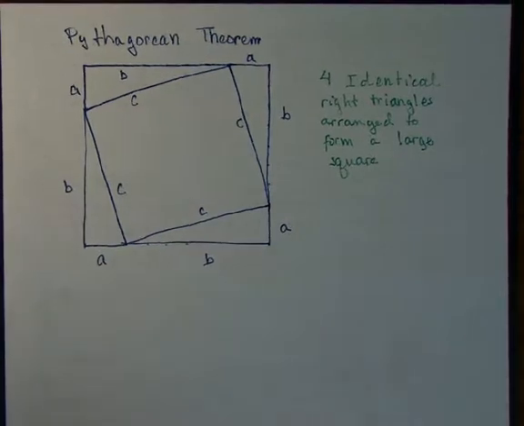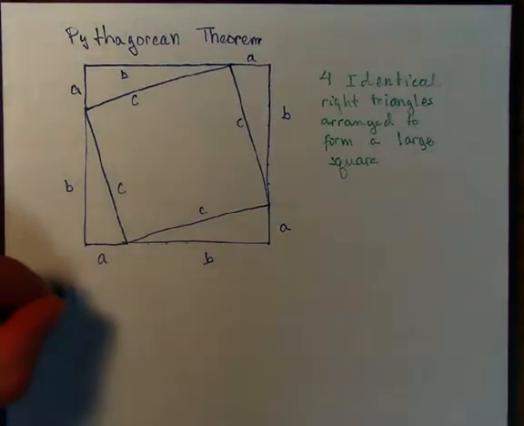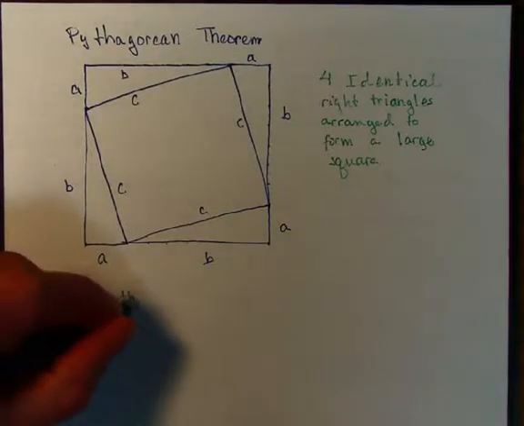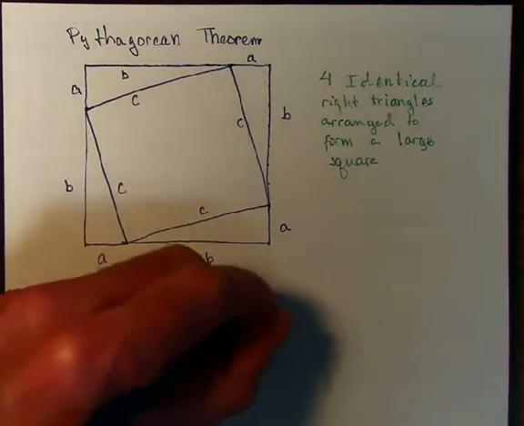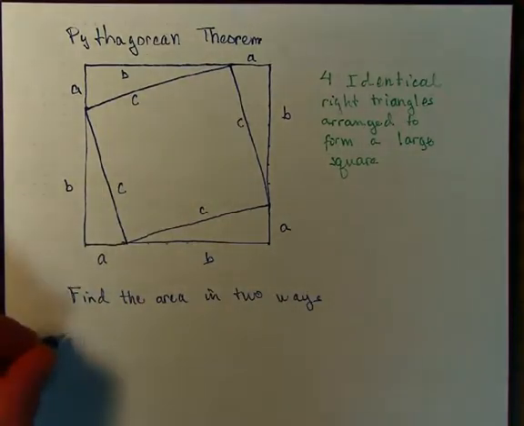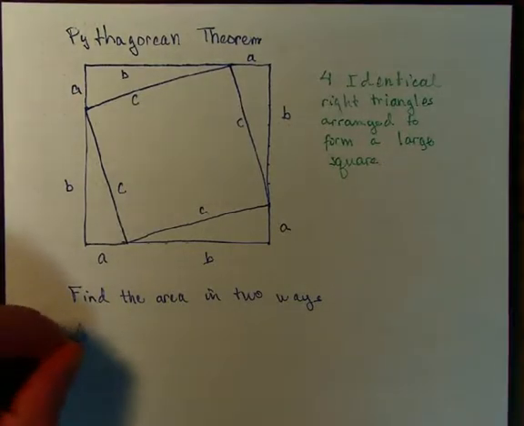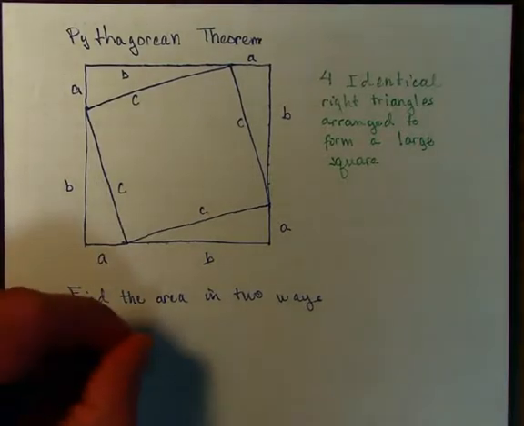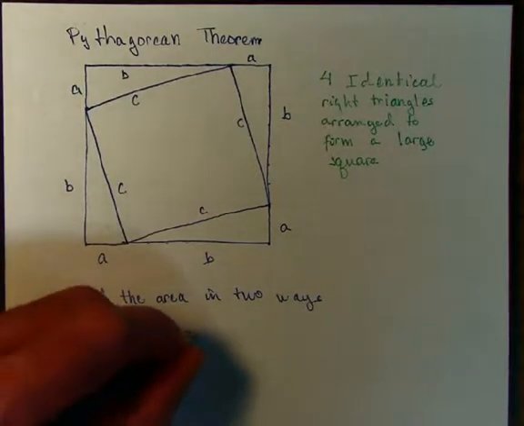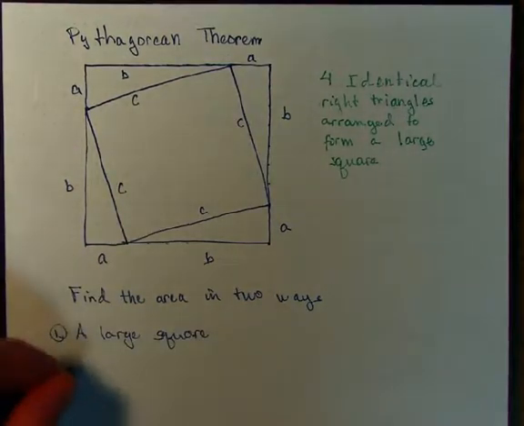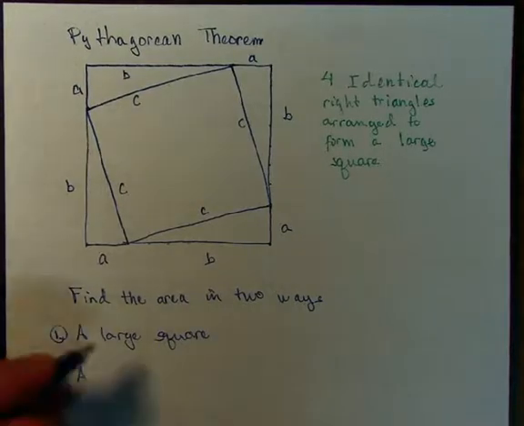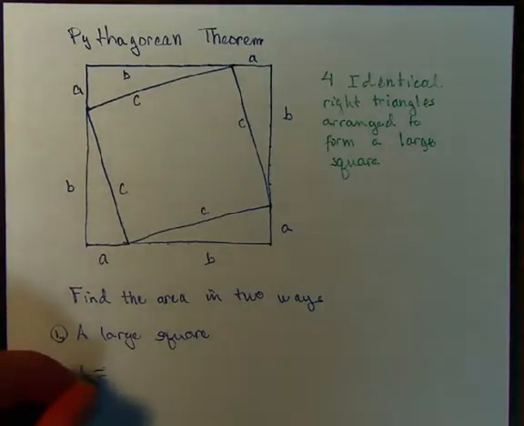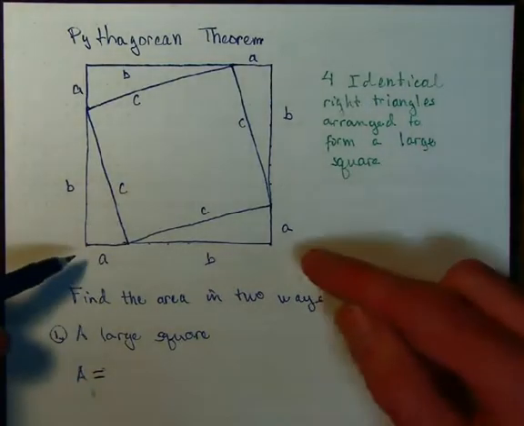And what I'm going to do is find the area of this figure in two ways. Okay, so first way, we're going to treat this as a large square, which it is. Now, of course, to find the area of a square, let's just call that area A. So the area A would be equal to, well, length times width.